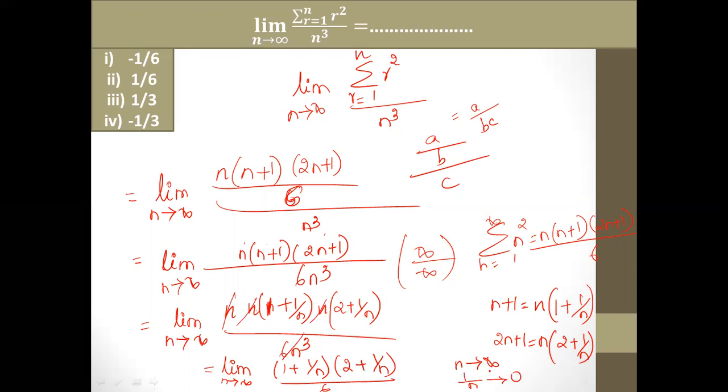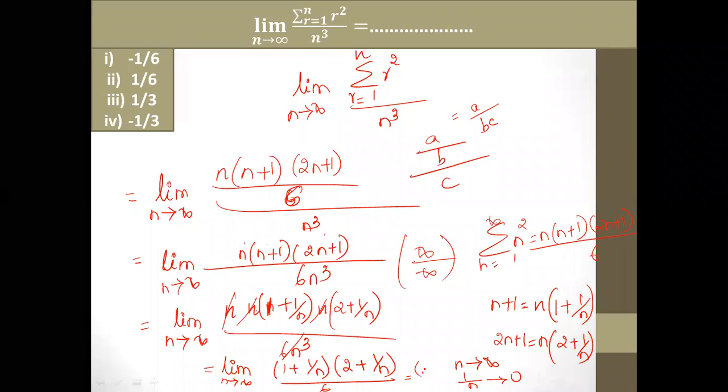Whenever n goes to infinity, 1 by n goes to 0. So if I put n is equal to infinity now, what will I get in the numerator? If you put n is equal to infinity, 1 by n becomes 0. So wherever you have 1 by n, substitute it as 0.